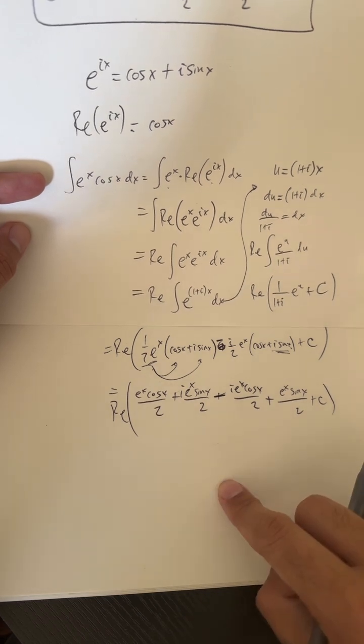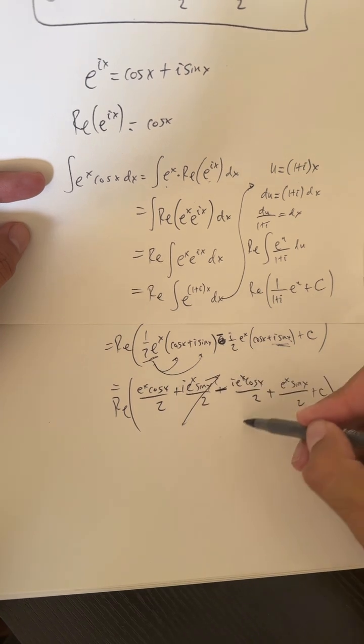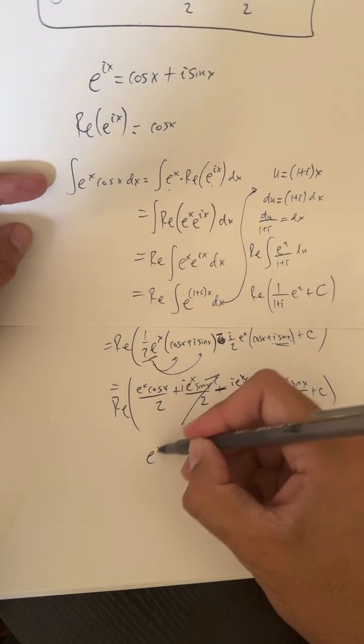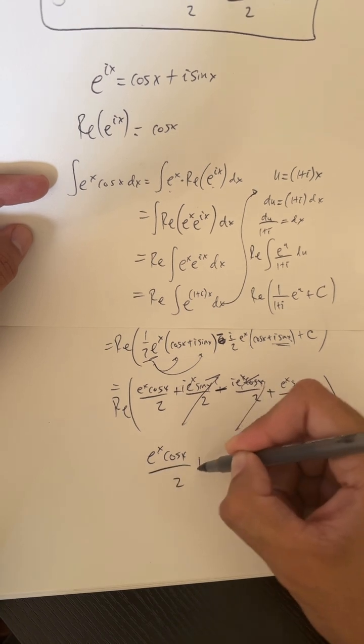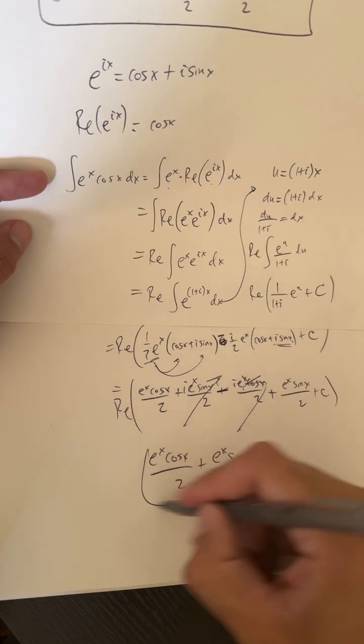However, we're looking for the real part. So guess what? Be gone with these. We don't care about these. These are the imaginaries. All we care about is our solution in the real part, and in our plus C.